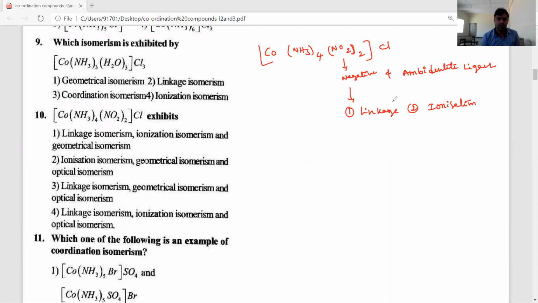Okay, that is very important. And this complex seems to be a Ma4B2 type of complex. It exhibits geometrical isomerism. So the answer is linkage, ionization, and geometrical isomerism. The first option is correct.